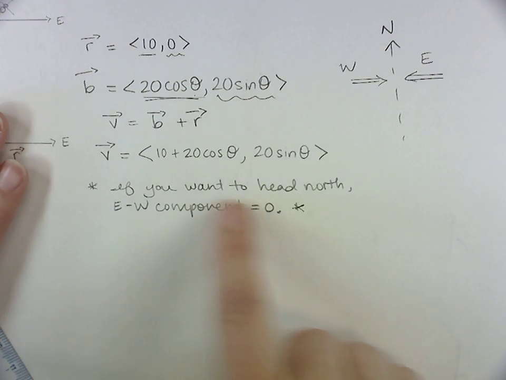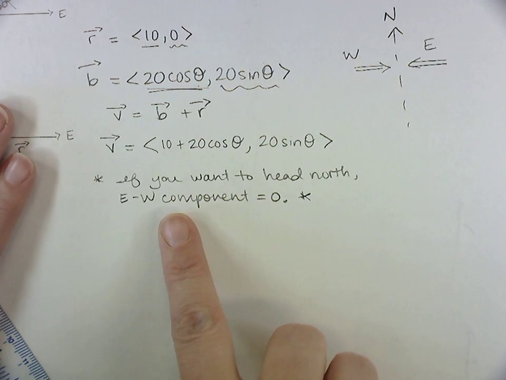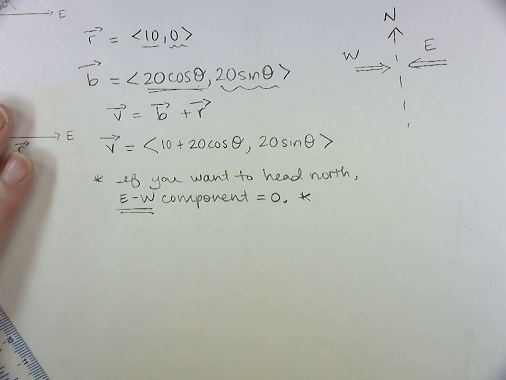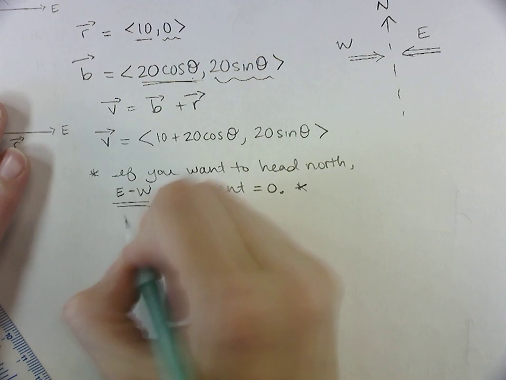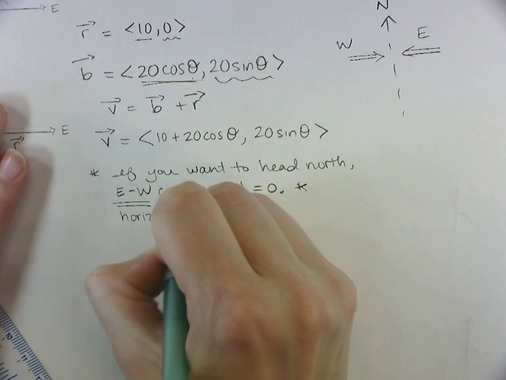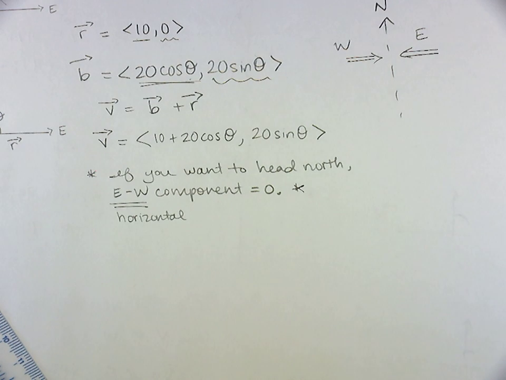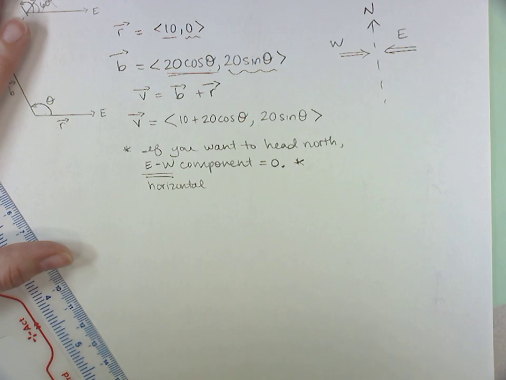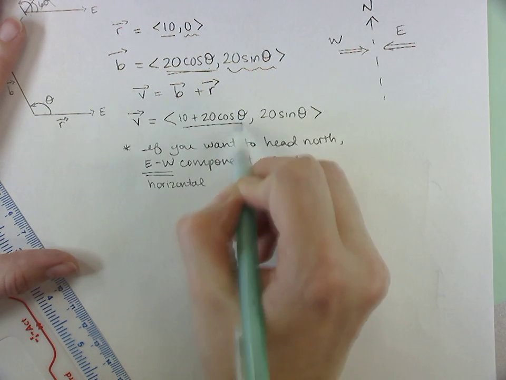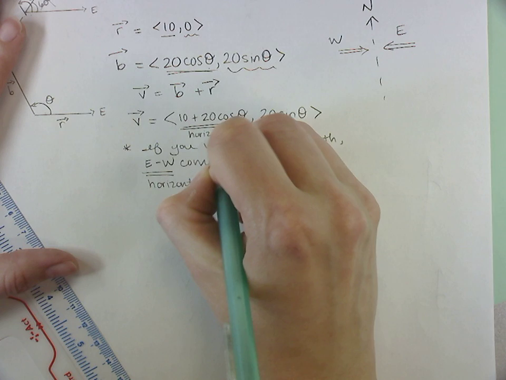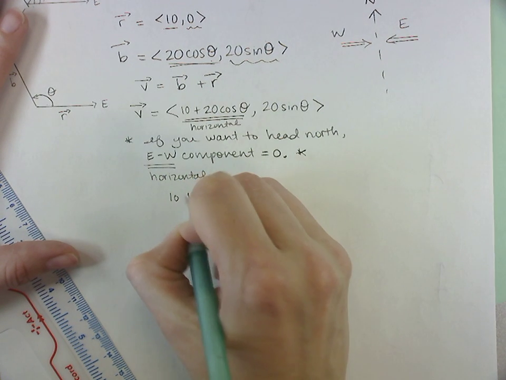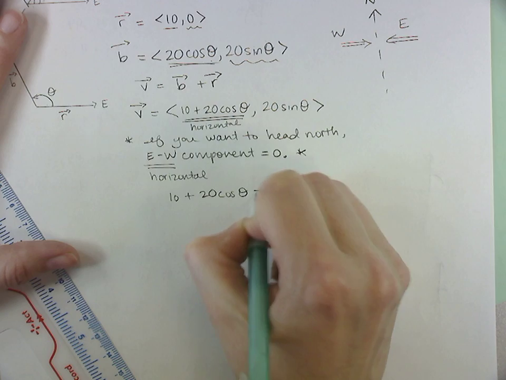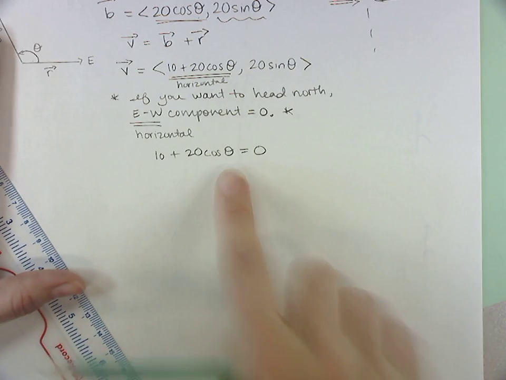So let's think about what component is the east to west component. So if I'm going east to west, is that horizontal or vertical? Yep. So what I can deduce from this situation is that my horizontal component has to be equal to 0 if I'm going north. Okay, so if I'm going north, my horizontal component has to be equal to 0. So if you look at your vector, this is going to be the horizontal component. So what I can do is take 10 plus 20 cosine of theta, set that equal to 0, and then I can solve for theta.